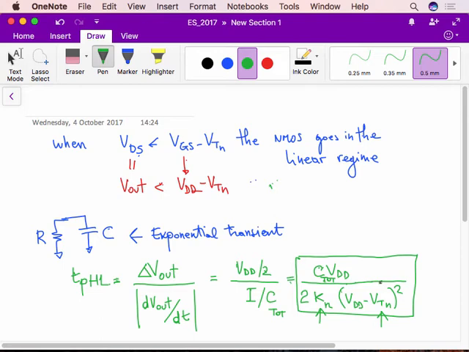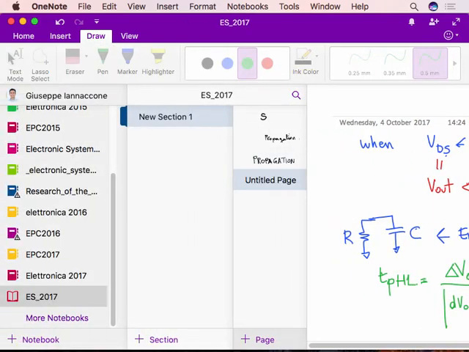Okay, so let's assume that we are in this condition, and now let's simply evaluate this expression. So remember, the smaller the propagation delay, the higher the clock frequency we can have. So let's consider the impact of the various quantities.